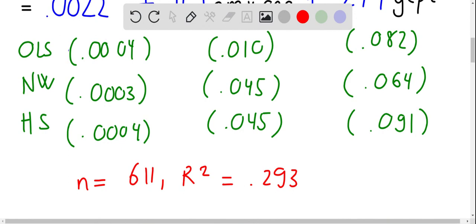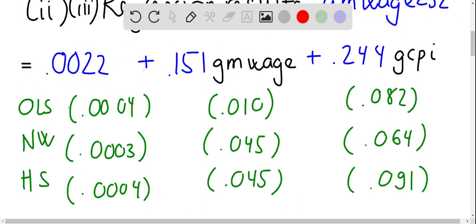So comparing the Newey West standard error and the usual OLS standard error for the variable growth of minimum wage, we find that the Newey West standard error is much larger than the OLS one, roughly 4 or 5 times larger. But for the variable growth of CPI, the Newey West standard error is actually smaller than the OLS one.